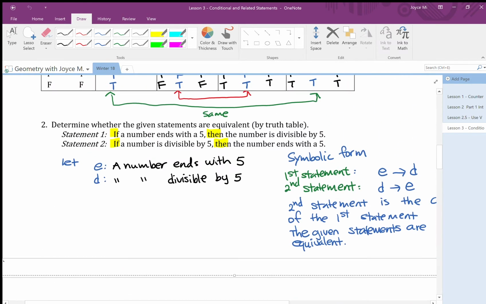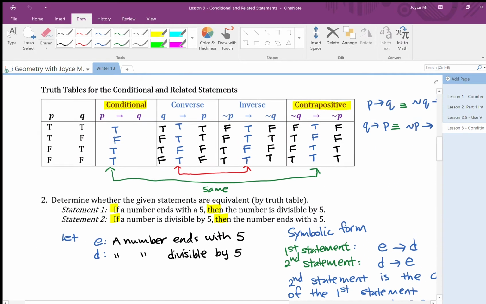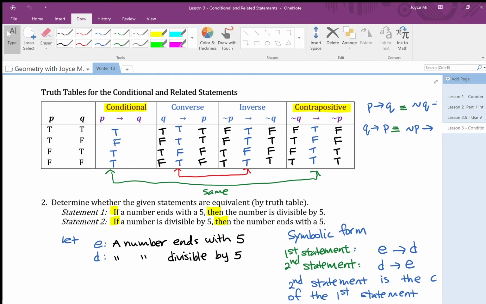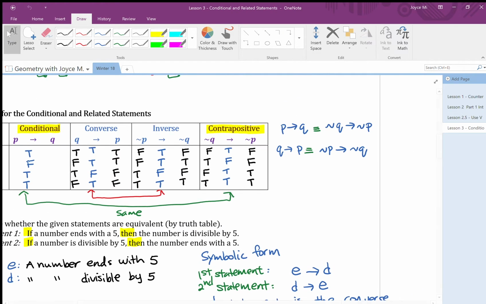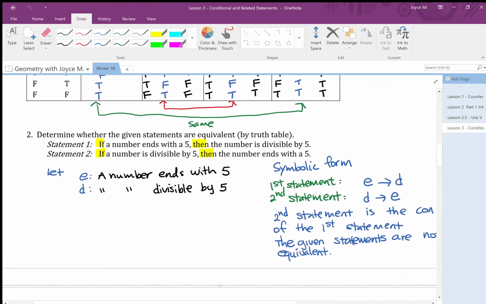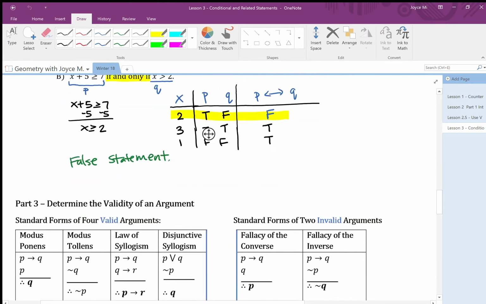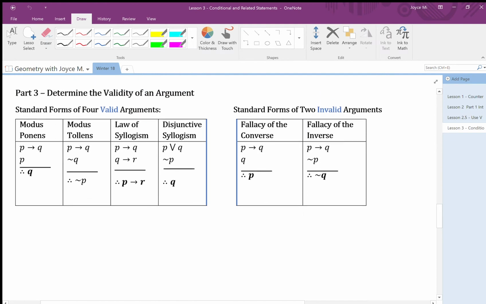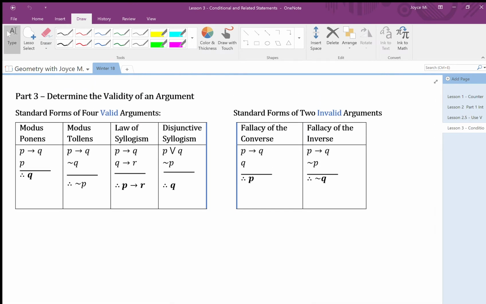And then in part 1, we talked about conditional statements and the converse, inverse, and contrapositive of the conditional. We said that the contrapositive and the conditional are equivalent. The converse and the inverse are also equivalent. So now let's go back to lesson 3, part 3. In part 3, we are asked to determine whether an argument is valid or not.